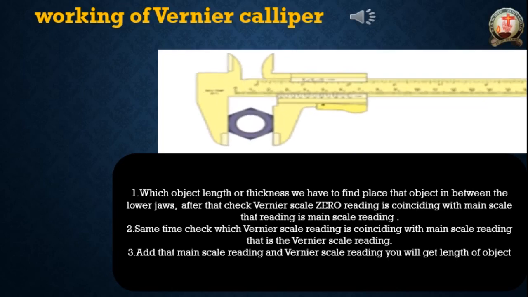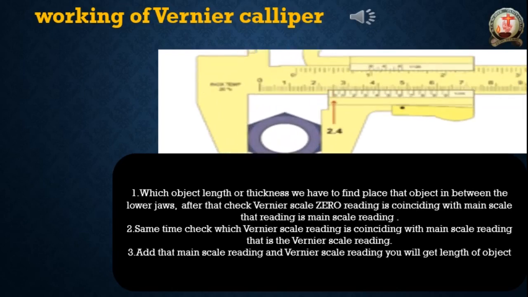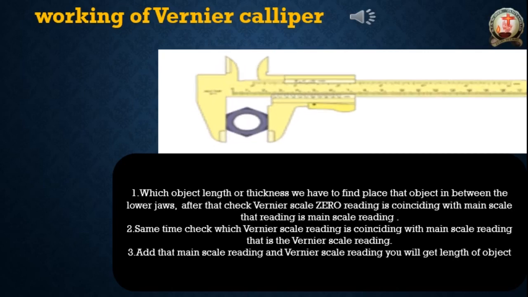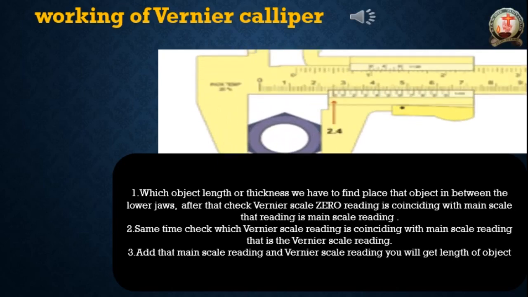That is the value you have to take as a main scale reading. Okay. For example, in our diagram, after placing that object in between the lower jaws, it is showing that the vernier scale 0 reading is coinciding with the main scale at what reading? 2.4.